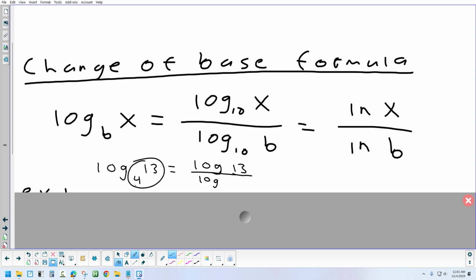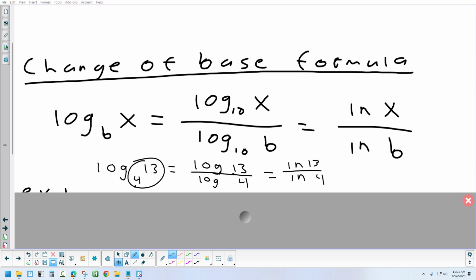And what do we call 4? The base. And think of the base, like if you're looking at the base of something, the base is at the bottom. So 4 goes in the bottom. That's one way that you could type in log base 4 of 13. Use common log, or you could do it with natural log. Same thing, 13 in the top, 4 in the bottom.